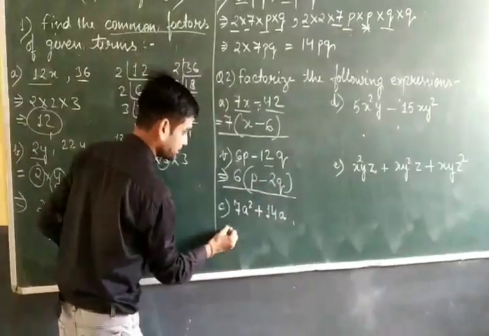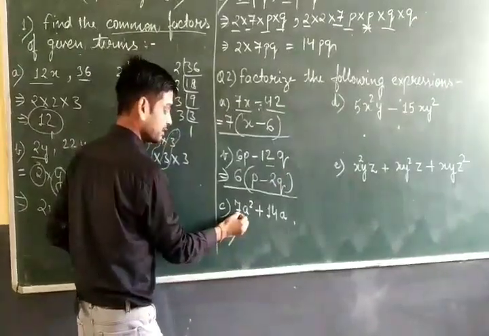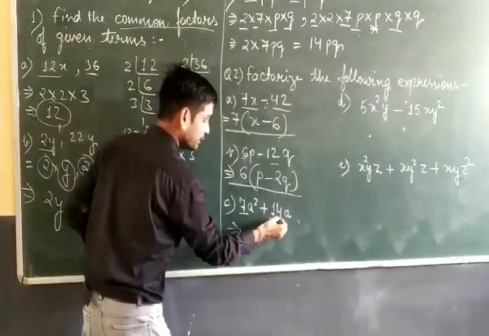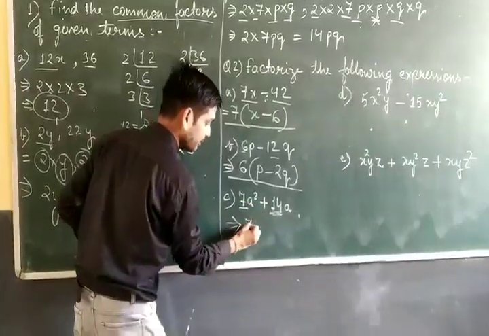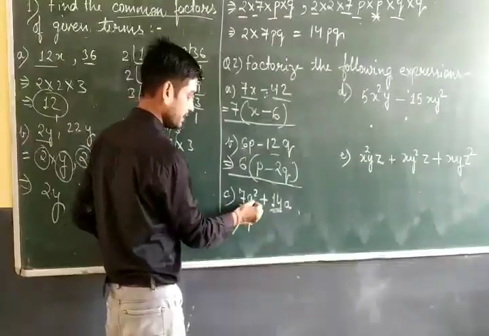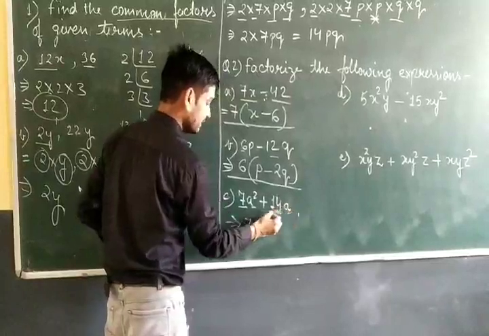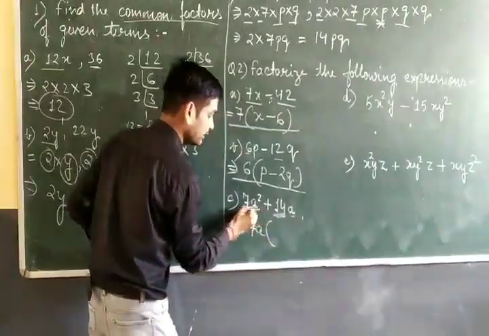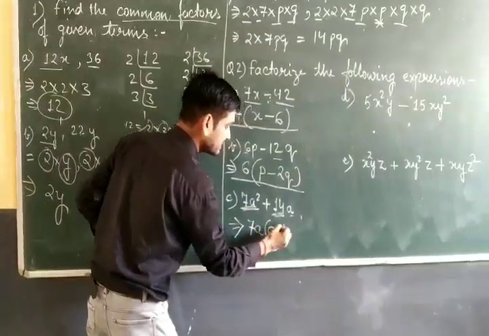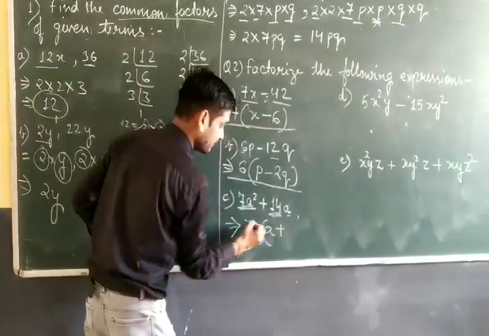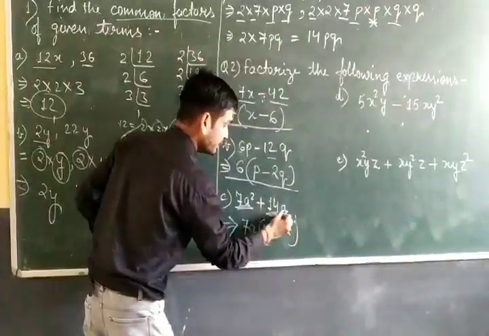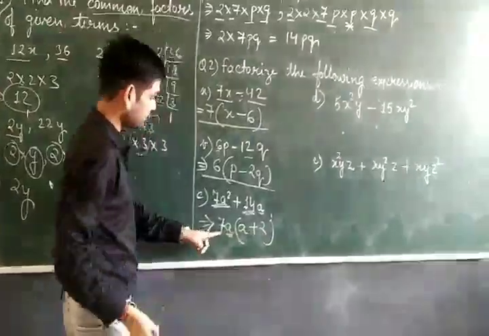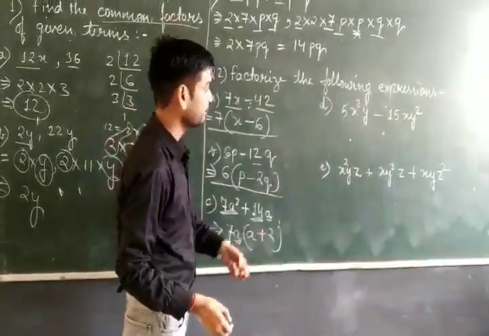Let's see the next question. Firstly, see the numbers. Here is 7, here is 14. 14 will come in the 7th table. That means 7 will be common. And similarly, A square is here and A is here. That means we can take A as common. That means from the first term, A will be remaining. Plus sign is available here already. That means 7 2s are 14. And A we already took common. So the answer of this question will be 7 bracket A plus 2.